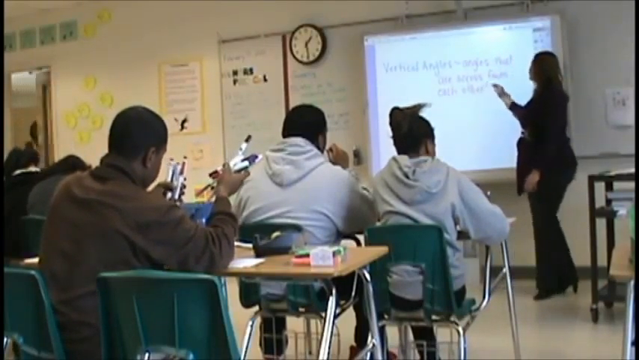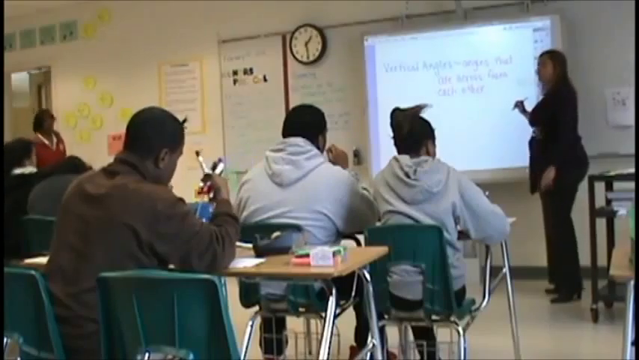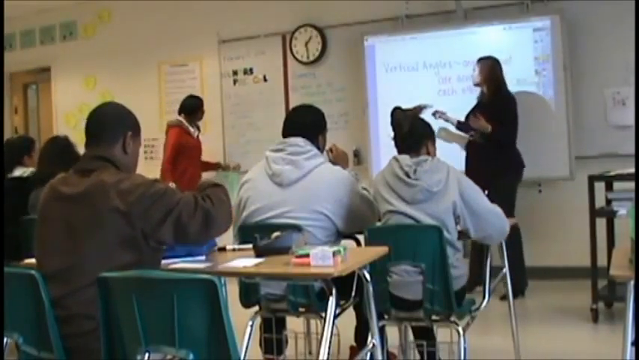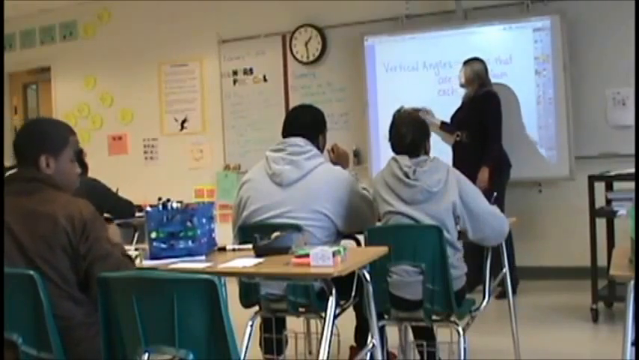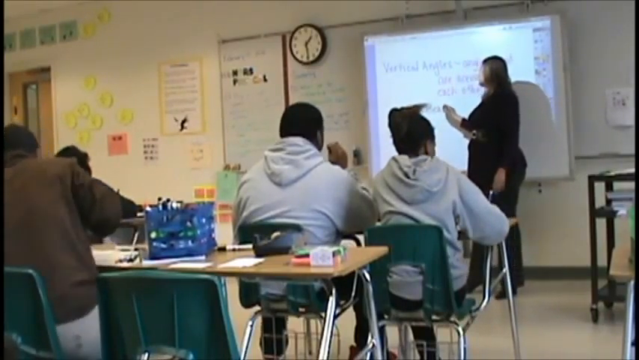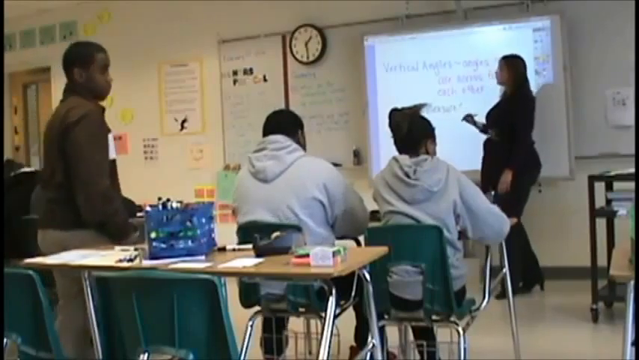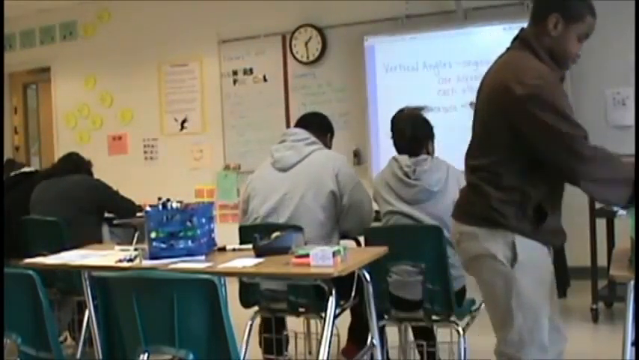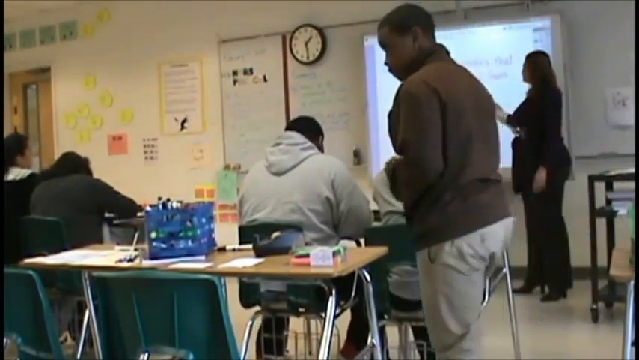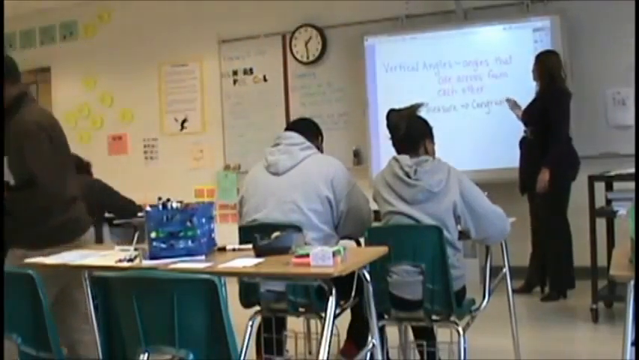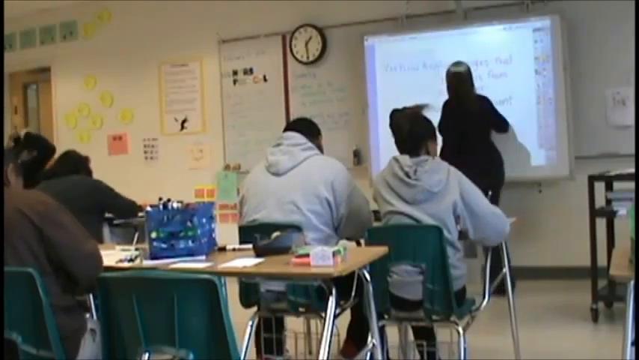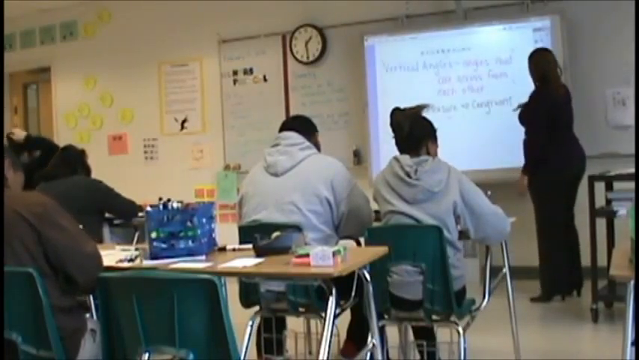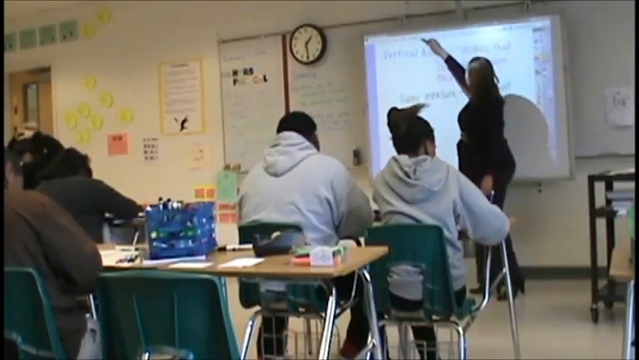And they have the same measure, which means that the two angles are what? Congruent. Which means that they are congruent. What do vertical angles look like? Can anybody draw some vertical angles up here?